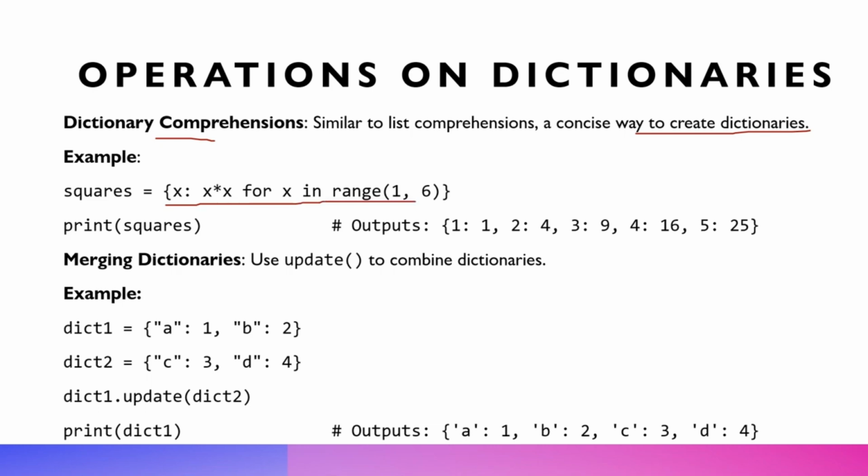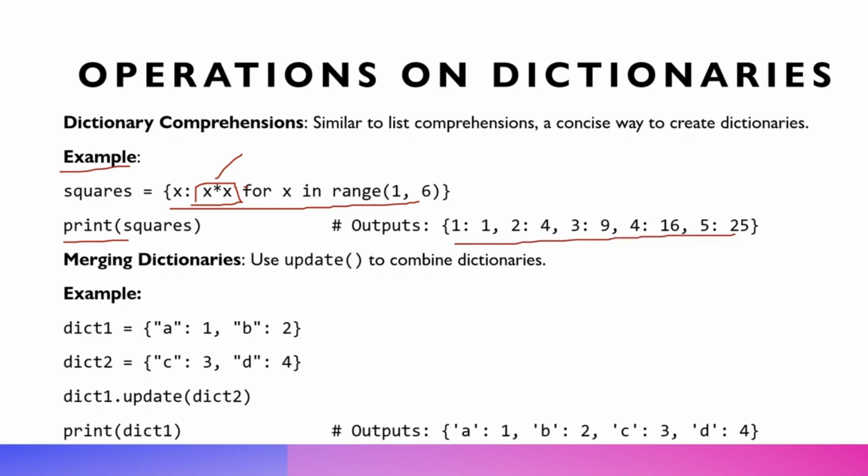The syntax for dictionary comprehensions is key colon value followed by a for loop. It iterates over each item in the dictionary where each key value pair is determined by the expression which we give inside these braces. In this example, we are squaring each value in the range from 1 to 6 and we are printing in the next line. The output will be like this.